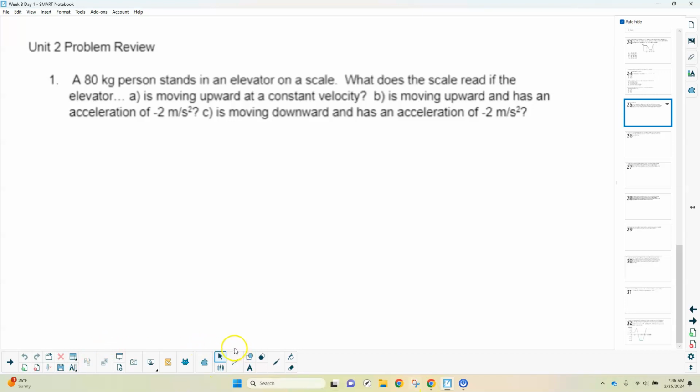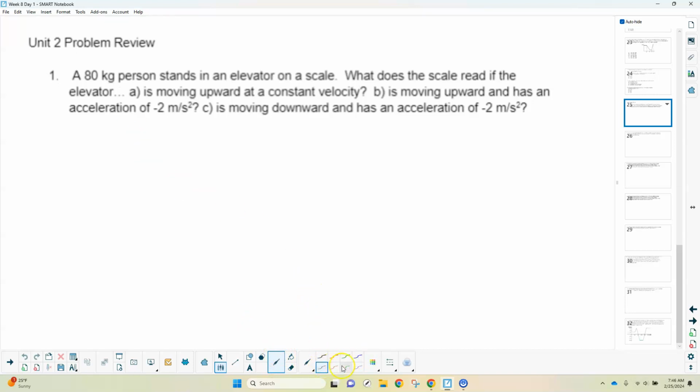So in the first one here, it reads, an 80 kilogram person stands in an elevator on a scale. What does the scale read if the elevator is doing certain things? So for part A, the elevator is moving at a constant velocity.